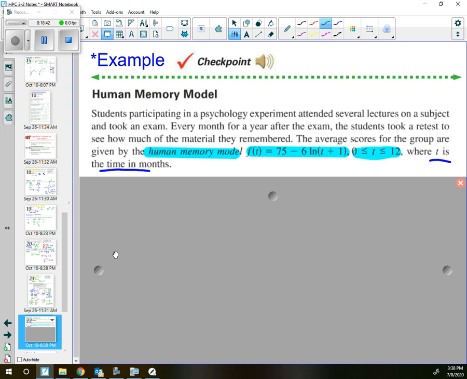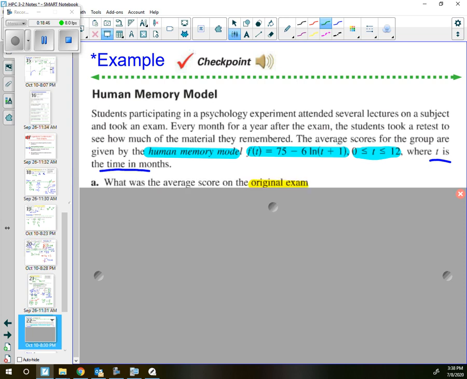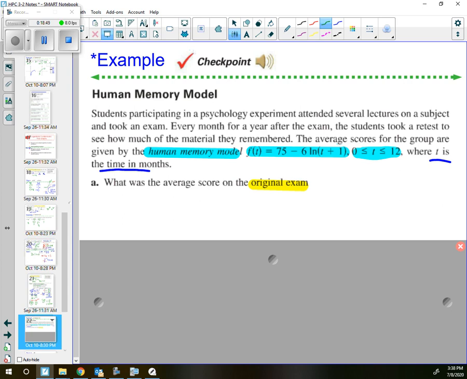is given by this model. Okay, and it's the average scores for the group. So here's what we're going to do. We're going to take a look at, first of all, can you figure out from this equation what the average score was on the original exam?